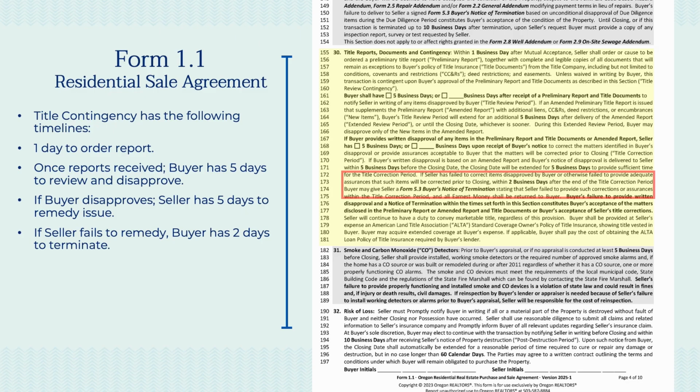If the buyer doesn't terminate, and they don't disapprove items. So let's say you get to the end of your 5-day disapproval period as a buyer and you don't disapprove, or the seller gets a disapproval and doesn't remedy and the buyer just chooses not to terminate. We continue as though the condition is waived. We've approved the condition of title, even with that item that the buyer disapproved of.